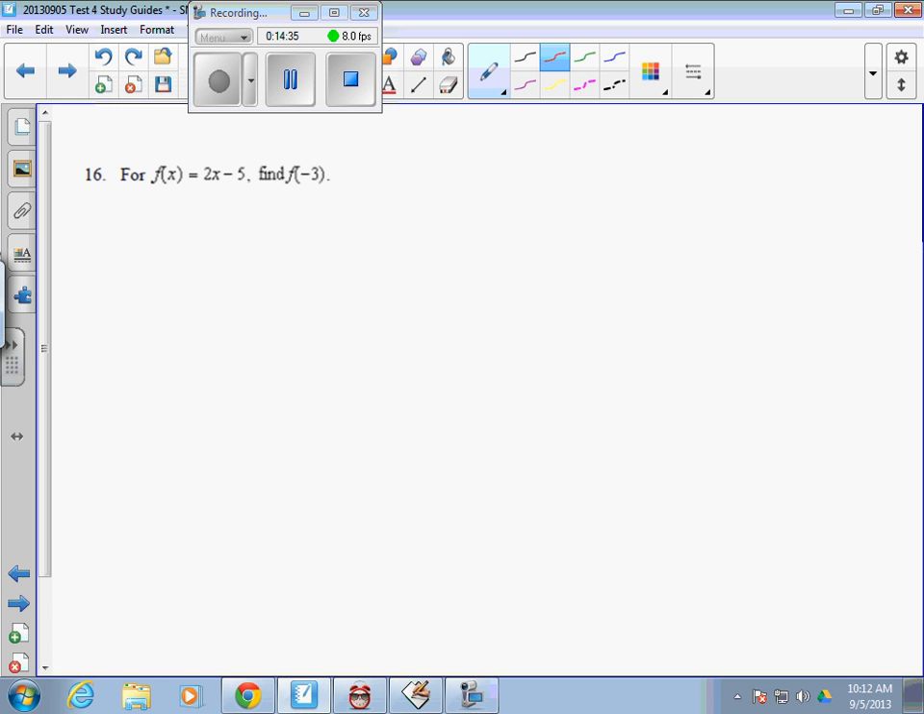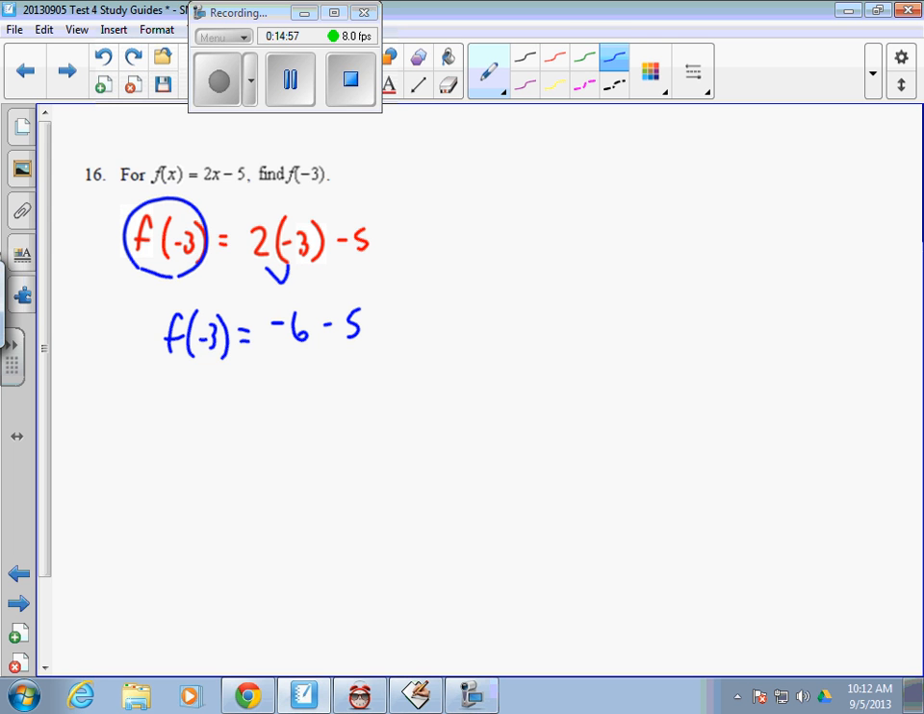Then it says 4, f of x equals 2x minus 5, find f of -3. So f of -3 equals 2 times -3 minus 5. Again, you don't do anything with this f of -3. You just leave it as that. That's just like saying y. Do 2 times negative 3, which is negative 6 minus 5. So f of negative 3 equals negative 6 minus 5, and then negative 6 minus 5 is negative 11. So f of negative 3, or y, if you want to read it that way, equals negative 11.